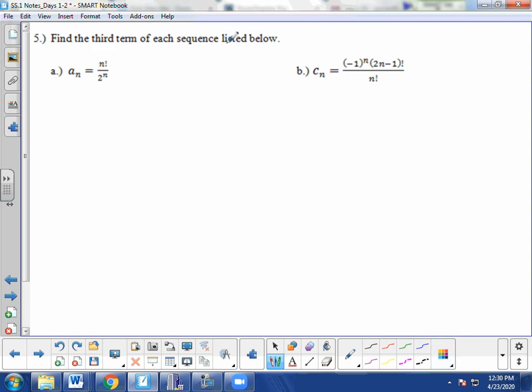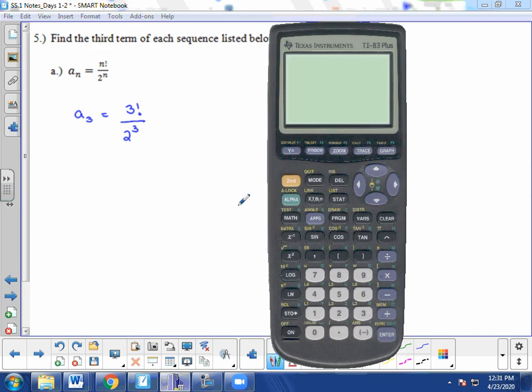So the third term for A would be A sub 3, which means we can substitute in 3 for n. So this would be 3 factorial over 2 to the third power. So once we do the substitution, again, this is the third term, so 3 is for n. We substitute 3 in for n. Once we do the substitution, we can evaluate this expression. Now, you could simplify if you wanted to, but let's just go ahead and use the calculator.